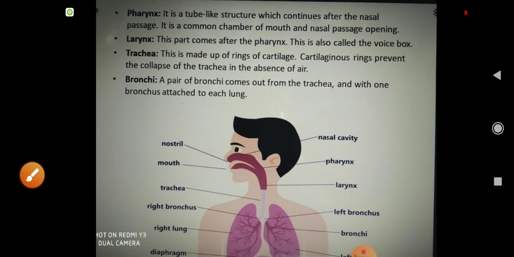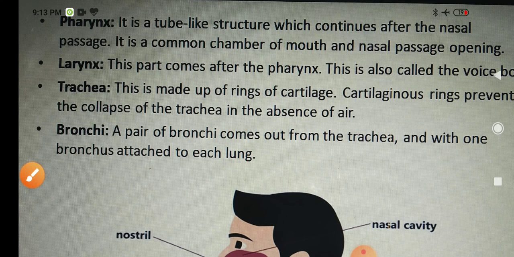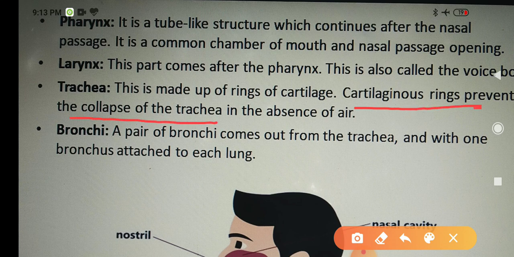Now next is the pharynx. It is a tube-like structure which continues after the nasal passage, and it is a common chamber of the mouth and nasal opening. The larynx is a part that comes after the pharynx, and it is also called the voice box, I told you earlier. And the trachea is made up of rings of cartilage. Now this is the reason why the cartilage rings are there. The cartilage rings prevent the collapse of the trachea in the absence of air. Otherwise, because it is a simple pipe, if air is not there, then it will collapse.